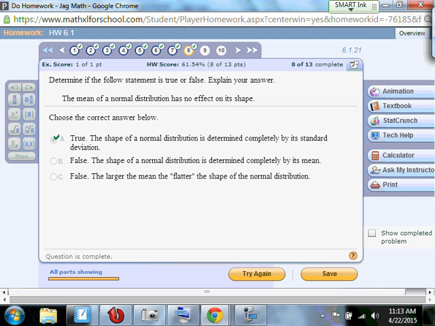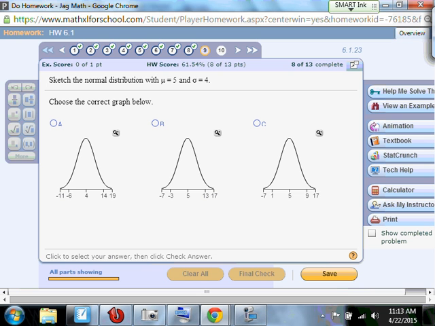Question number 9. Sketch the normal distribution whose mean is 5 and whose standard deviation is 4. It's either going to be B or C. You think it's B?